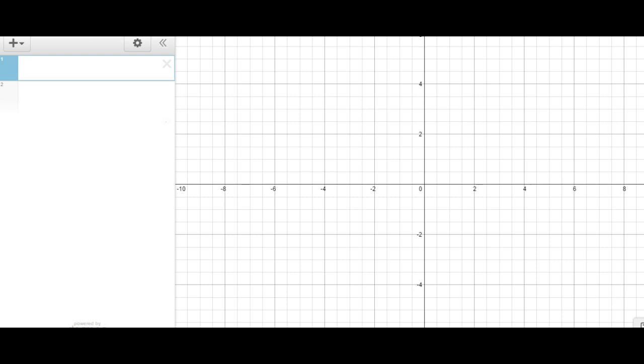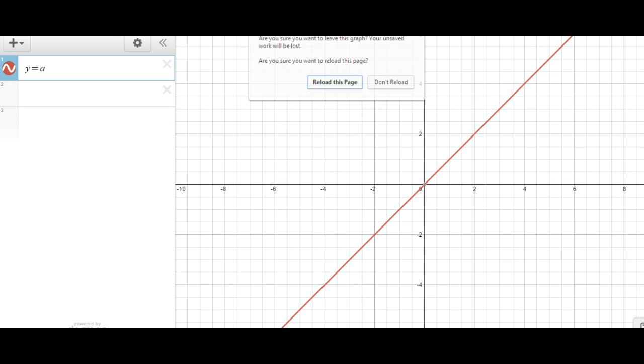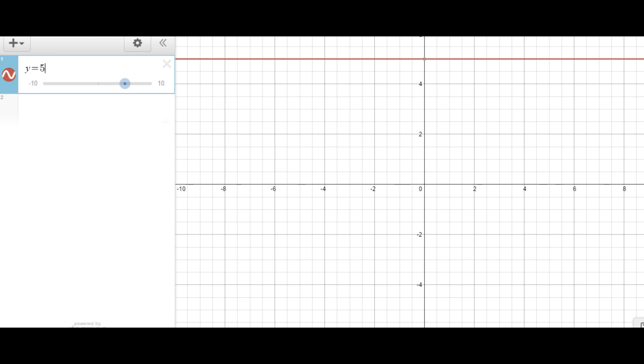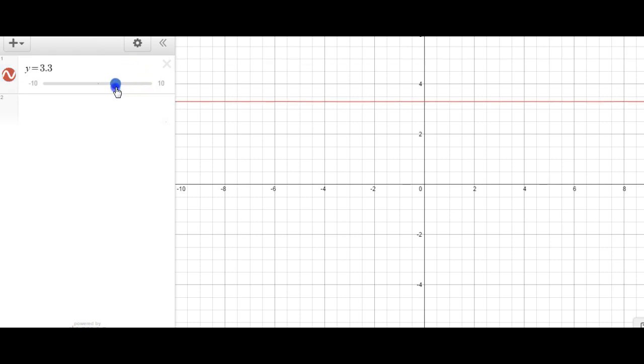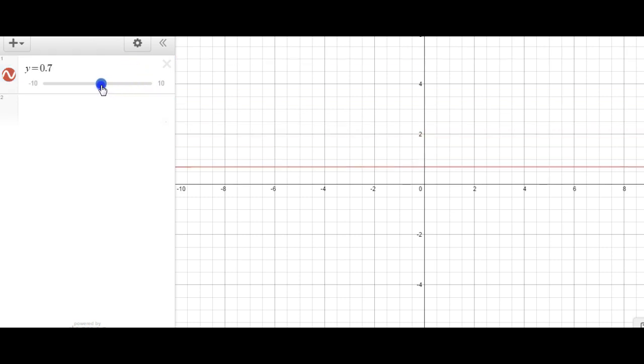So I'm going to put in this y equals k, and hit enter, and it's not going to like that. So hang on. Let's go with y equals a. I'm just going to refresh this then, just because I was playing with it earlier. We'll give it a moment. So there is a constant function, and I can move it, see?